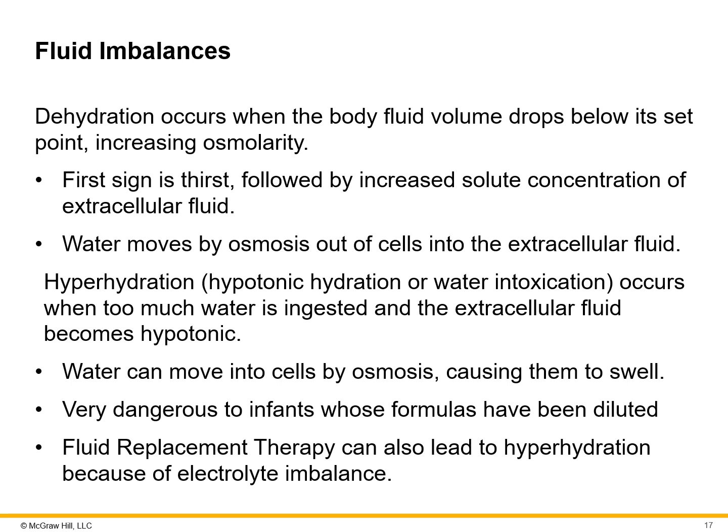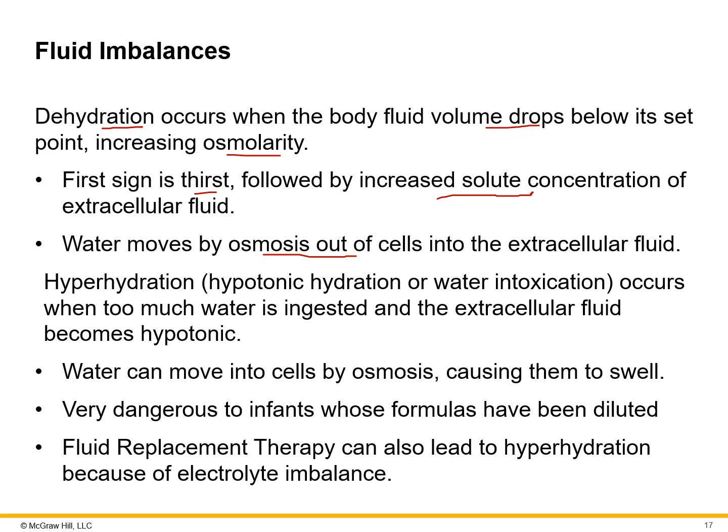So those fluid imbalances, so dehydration occurs whenever the fluid volume drops below a set point. And that increases osmolarity because now we have more concentrated solutes because we've decreased the water. So the first sign is going to trigger thirst using those mechanisms we just talked about. But then we're also going to increase that solute concentration of the extracellular fluid. So now water moves by osmosis out of the cells into the extracellular.